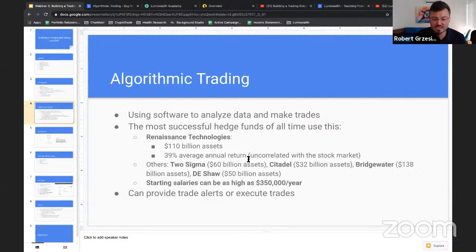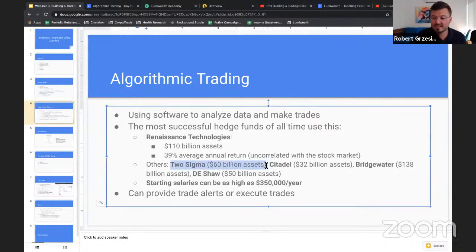Okay, so Renaissance is one of these companies that does extremely well, but they're not the only ones. Pretty much all these hedge funds that are doing this quantitative analysis are doing really, really well. Another one is Two Sigma. These guys have 60 billion in assets. Last time I checked, they doubled the S&P 500 every year. Citadel, same idea. Bridgewater, same thing. They have 138 billion. I think these guys are the biggest hedge fund in the world, by the way. They're very quantitative in nature.